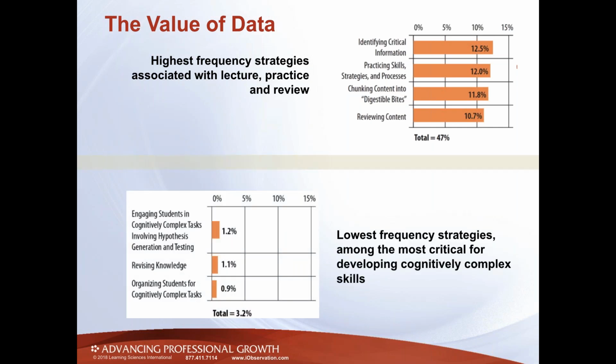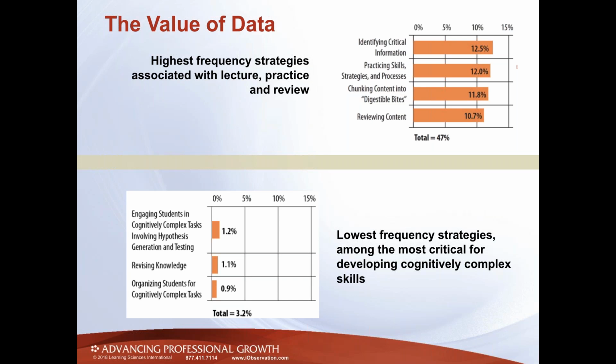So this is based on, I believe, close to 3 million points of data from across the country that we gather insights from through iObservation into the exact strategies that teachers are using. So observers go into the classroom, and purely on frequency, you look at the top right, these are strategies closer associated with lecture, practice, and review, more direct instruction. So you can see there 47% of the time. So a big chunk of the time we're seeing direct instruction.